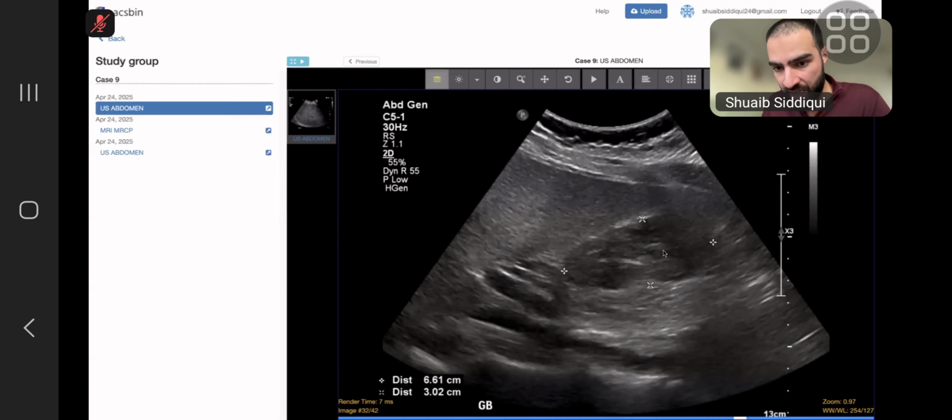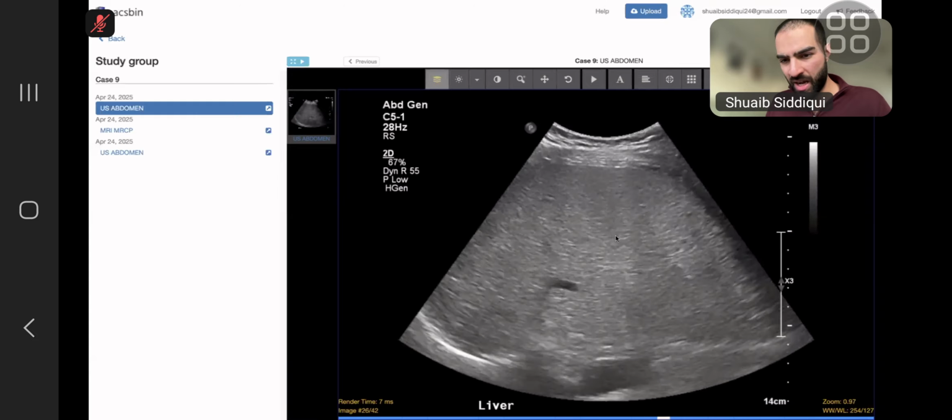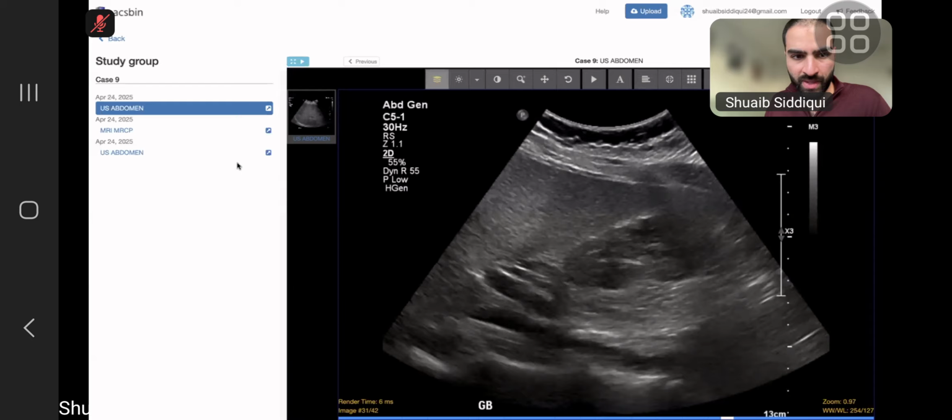There's no biliary tree dilatation, so this could be sludge. But because she's got obstructive LFTs, we need to investigate this further, right? We can't just leave this. So that's what I was trying to push you for. The other thing is, I think you mentioned something about hepatitis on the ultrasound, but I'm not sure what you were referring to. The liver's basically normal. It might look a bit hyperechoic, but other than that, it's a normal liver.